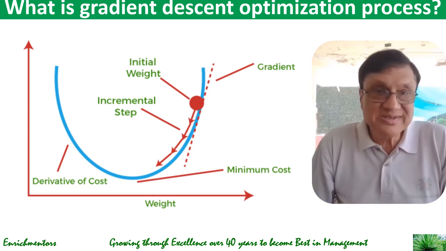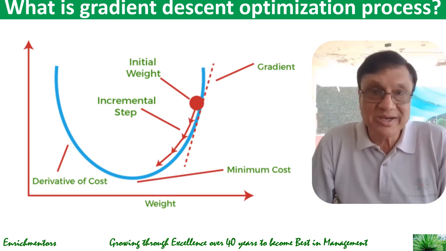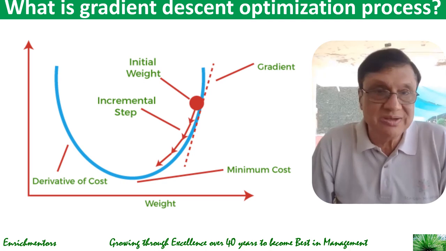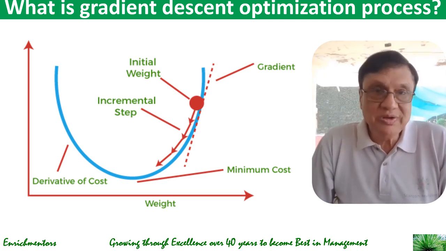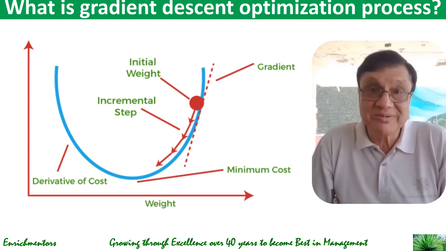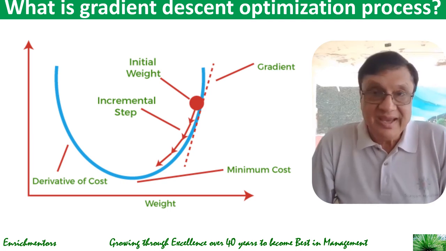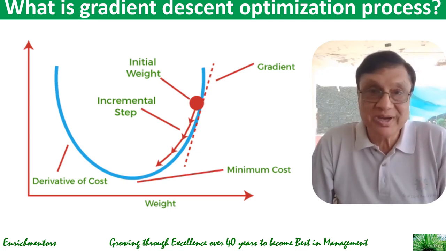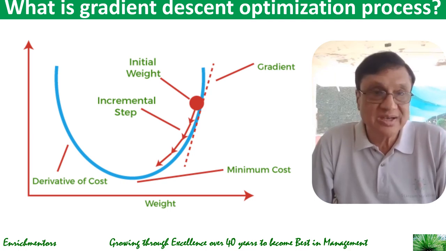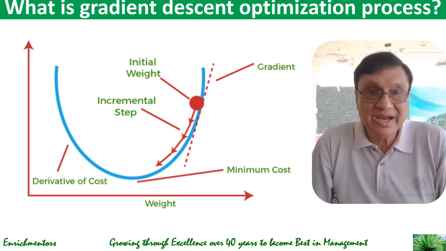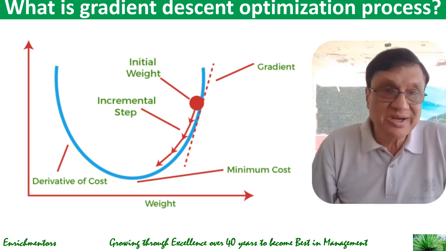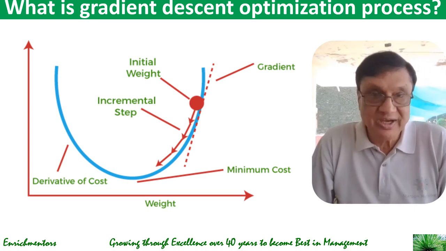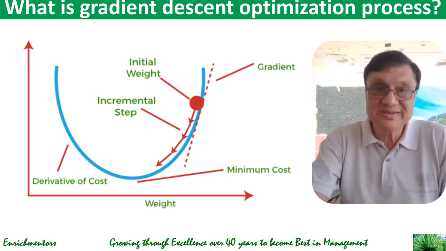So gradient descent is a fundamental optimization algorithm used not only in machine learning but also in various other optimization problems in mathematics and computer science. It forms the basis of more advanced optimization techniques like stochastic gradient descent, mini-batch gradient descent, and Adam optimization, which are commonly used in training deep learning models. So that's what the gradient descent optimization process is.